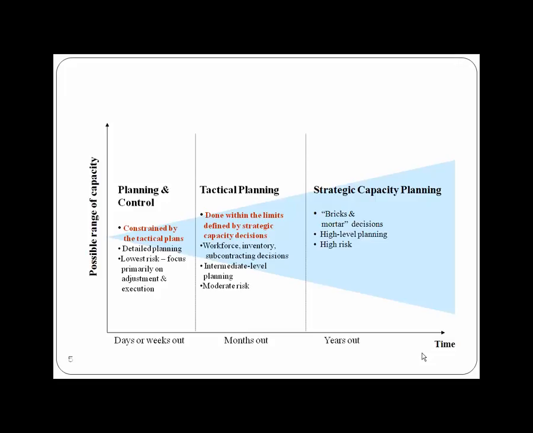Now, if you notice, I have some blue shading there. The blue shading in the back of the slide implies a possible range of outputs we have. Obviously, the further we go out, the greater range we can have in capacity. We can either add capacity or shrink capacity, whatever. As we get into days or weeks out, we have really limited ranges of capacity. We can neither add a lot of capacity or get rid of a lot of capacity very quickly.